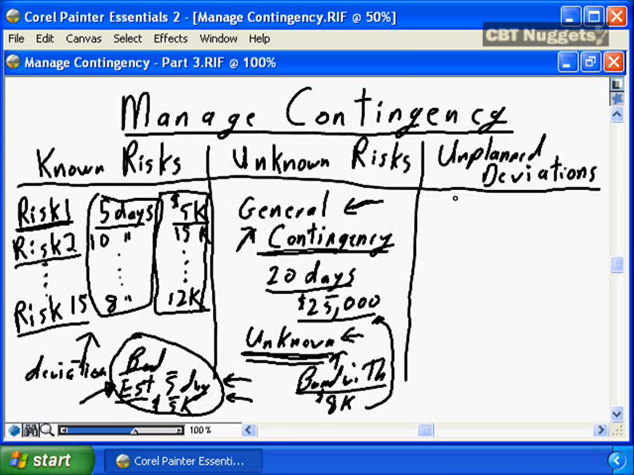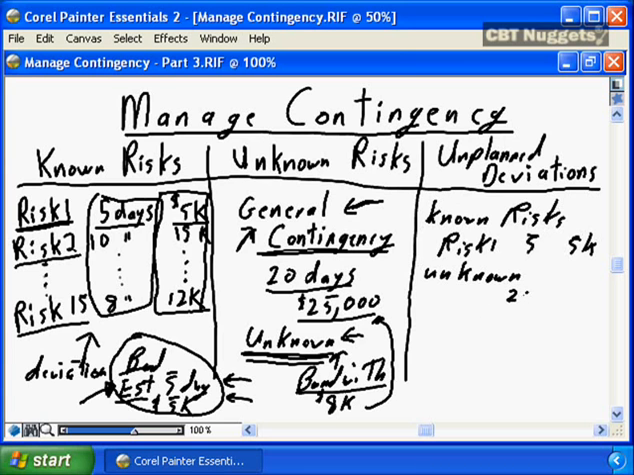So in the unplanned deviation column, we need to rationalize everything. So we have our known risks, and I'm going to simplify it. I'm just going to include risk number 1 here at 5 days and 5K. We have our unknown of 20 days and $25,000, and we have our plan deviations, the bad estimates, at 5 days and $5,000.